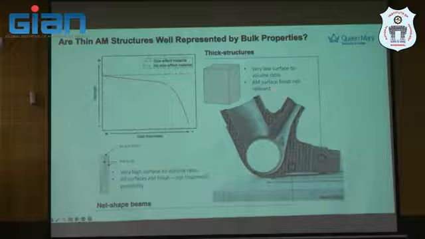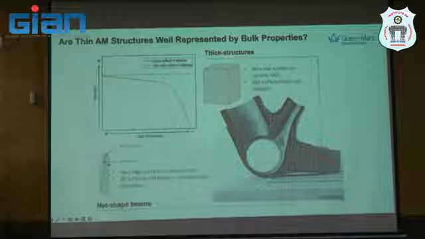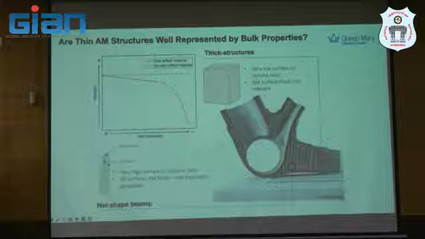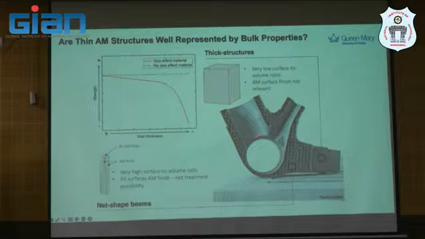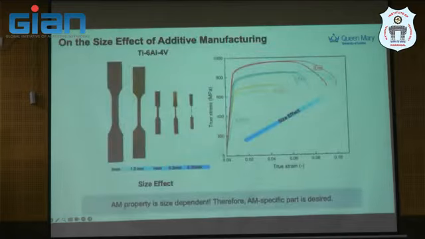With the thick section here, if you want to print this part, this is a kind of part for something, I think a bicycle or something like that. Again, you will get a very low surface to volume ratio and AM surface finish. In this case, we assume it is not relevant at this stage. So we characterize in terms of the side effect.